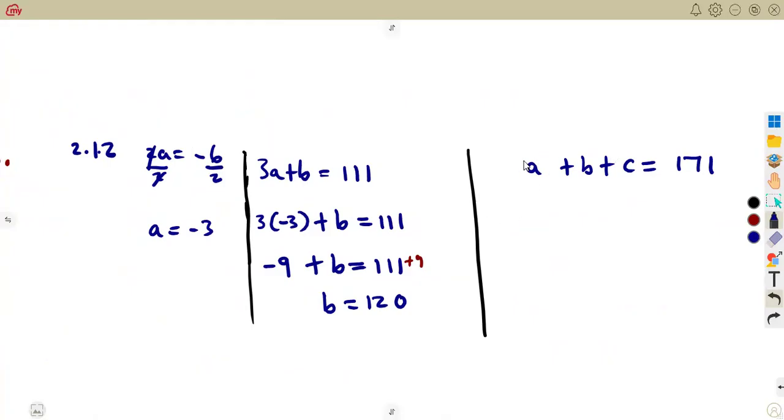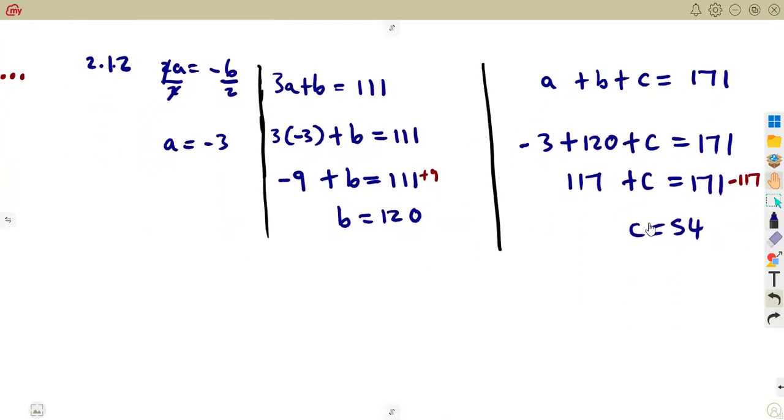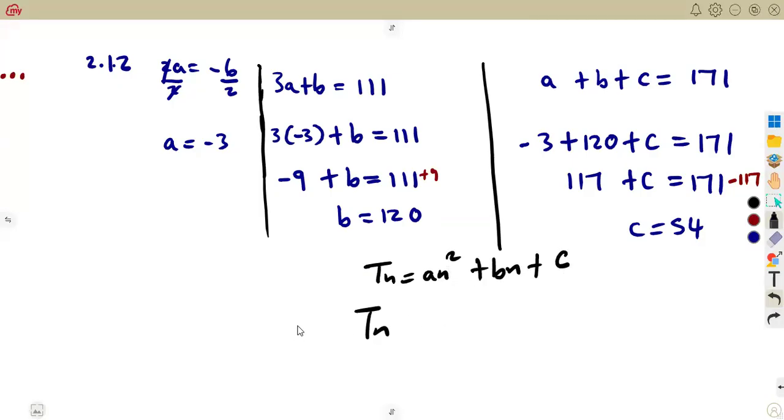All right, so that is it, guys. Having our a, which is minus 3, our b, that is 120, plus c, this is going to give us 171. Add these two, and that gives you 117 plus c, which is 171. Let us take the 117 to the other side, it is going to be a negative. So c is equal to 54. As we have our quadratic, in the form of an squared plus bn plus c, we are simply going to substitute the a that we calculated, that is minus 3.